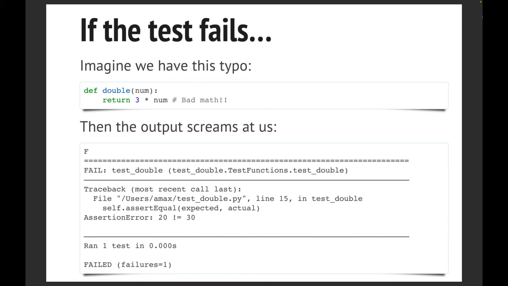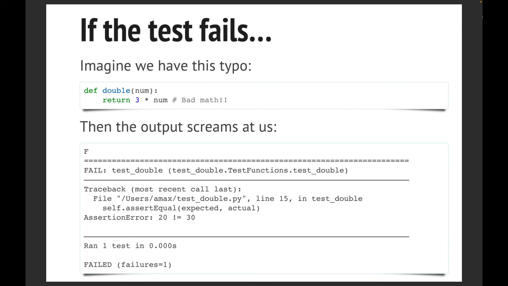Now, imagine we have a bug in our function. It multiplies by 3 instead of 2. So when we run the test on the previous slide, it lets us know there's a problem. Look at this output, FAILED in all caps. And it tells us exactly what went wrong, even the line in the test file with a failing assertion.